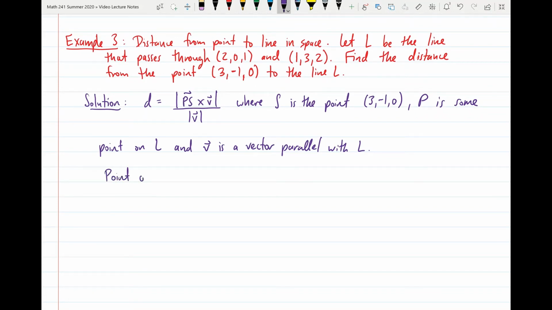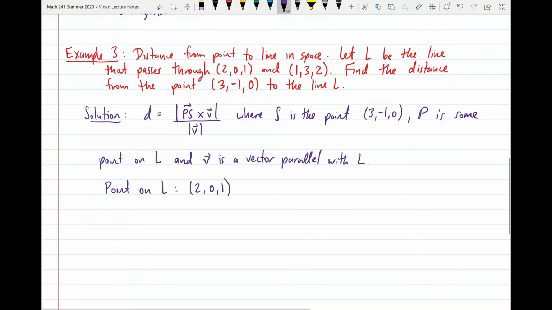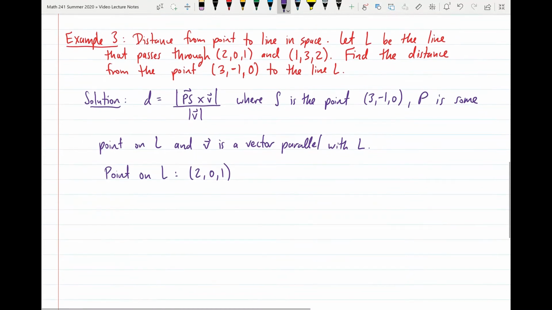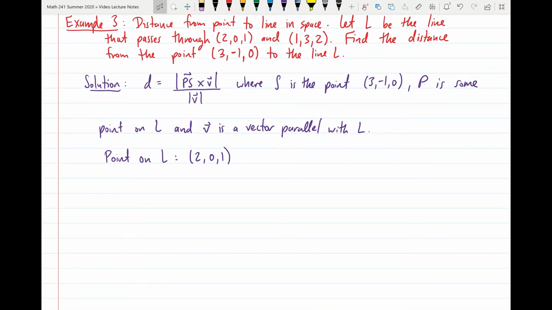So the point on L, well, we're given that L passes through the points 2, 0, 1 and 1, 3, 2. So we can actually just choose either one, whichever one we want. So I will pick the point 2, 0, 1. That's going to be our arbitrary point lying on the line L. And now we also need a vector parallel to L.